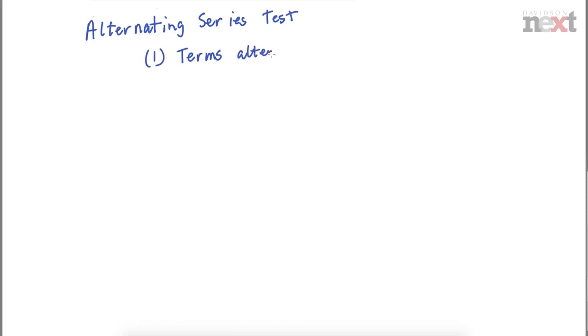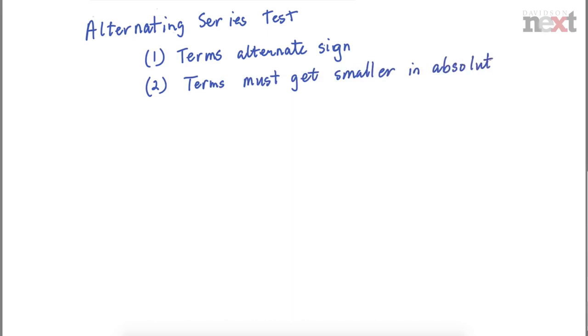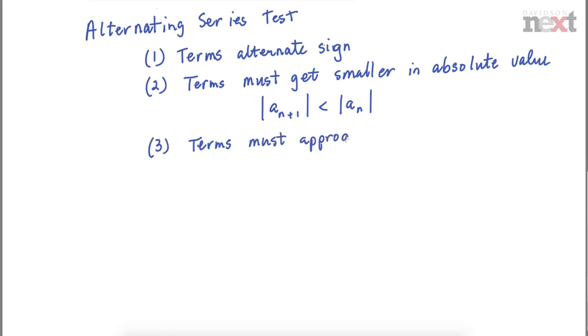First, that the terms of our series must in fact alternate. You'll spot this often by seeing a power of -1 in your nth term expression. Second condition is that the terms must decrease in absolute value. So we say the terms must get smaller in absolute value, and symbolically we would represent that by the expression: the absolute value of the n plus first term must in fact be smaller than the absolute value of the nth term. Finally, very important, the limit of the terms must be 0.